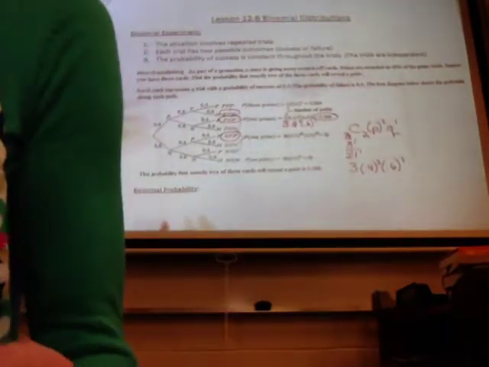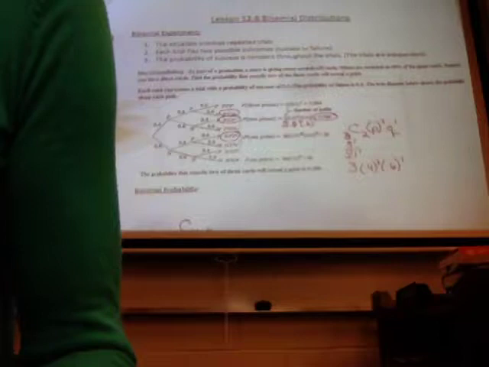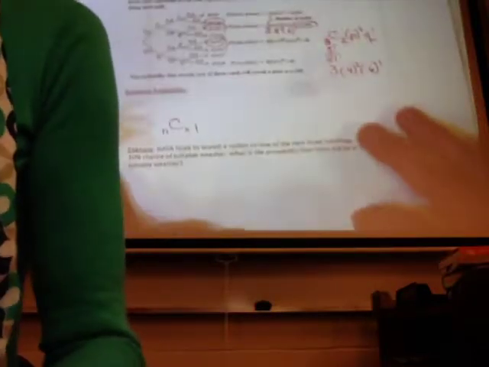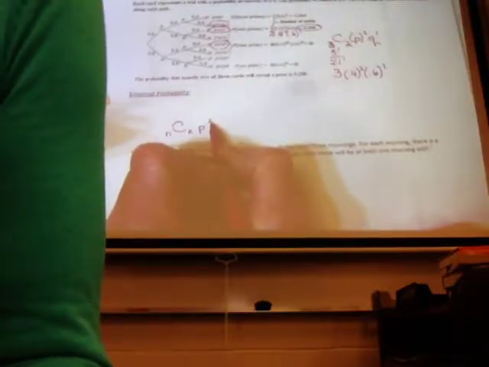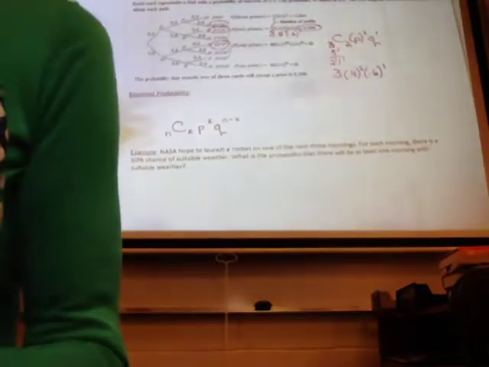So this is on a binomial distribution where you're finding the probability of success. This is the formula: the combination of n things taken x at a time, times p to the x, and q to the n minus x.